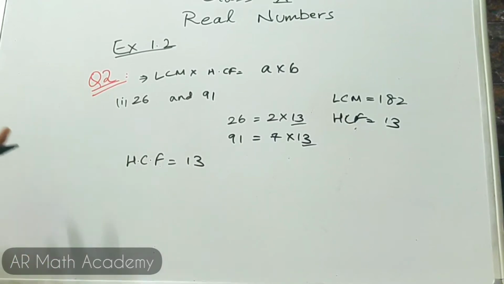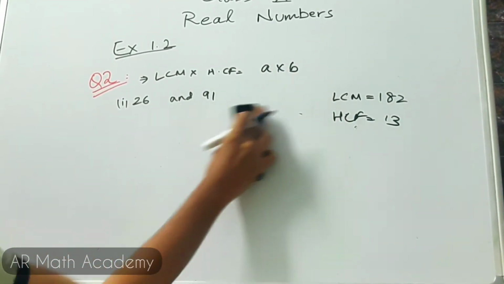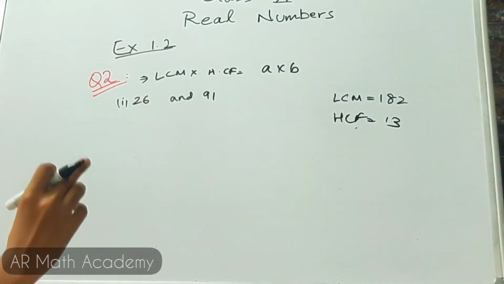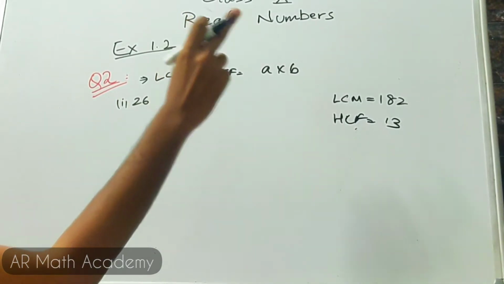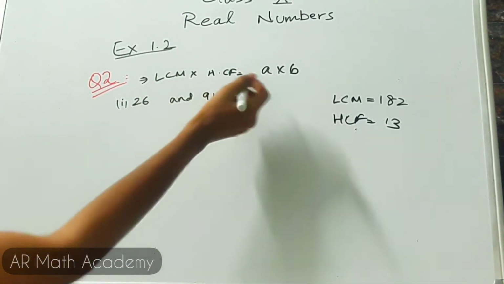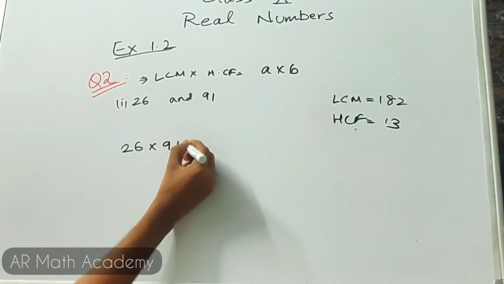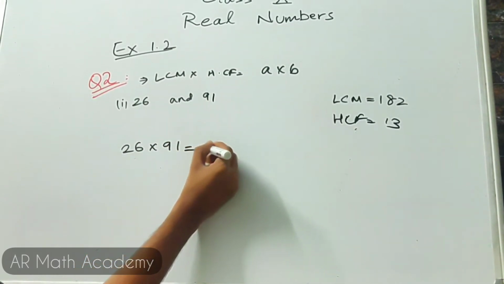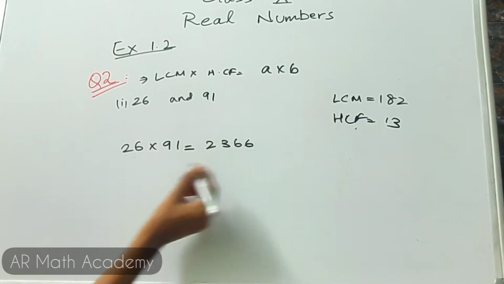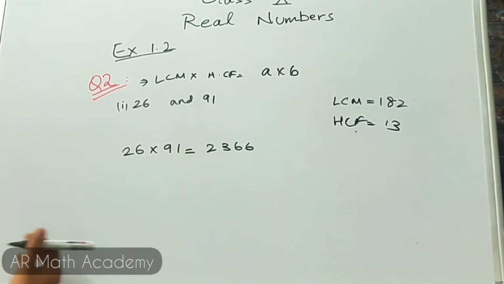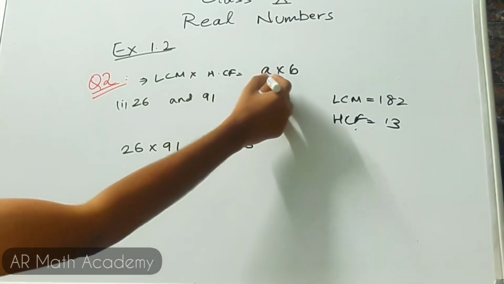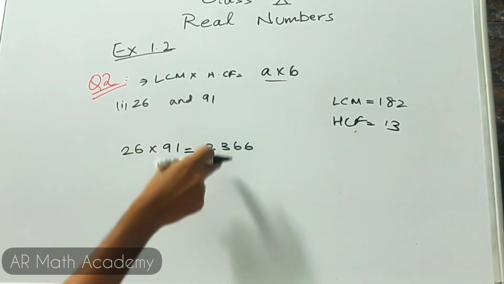Now, the question doesn't end here. We have to verify this relationship that LCM times HCF is equal to the product of the given two numbers. So the product of the given two numbers, 26 times 91, is equal to 2366. Well, you can multiply it and see. Well, the answer is 2366. So we have done this part. This part is A times B, which is 2366.